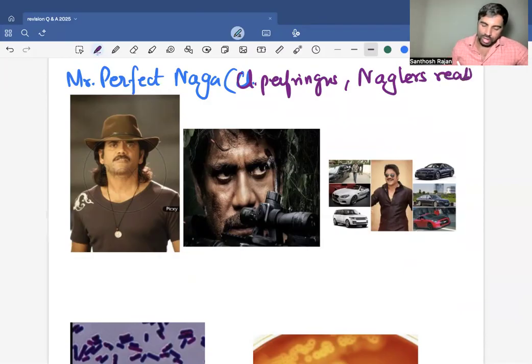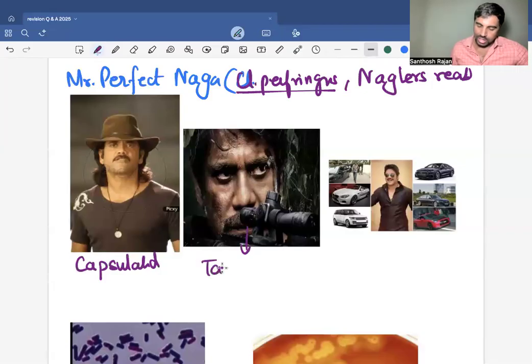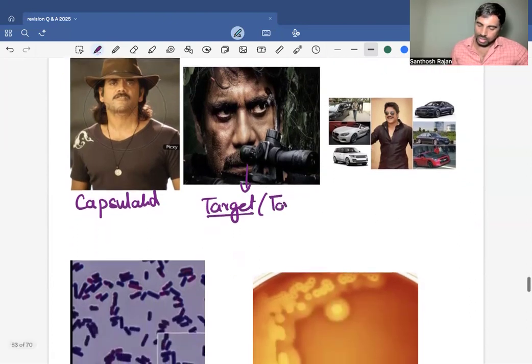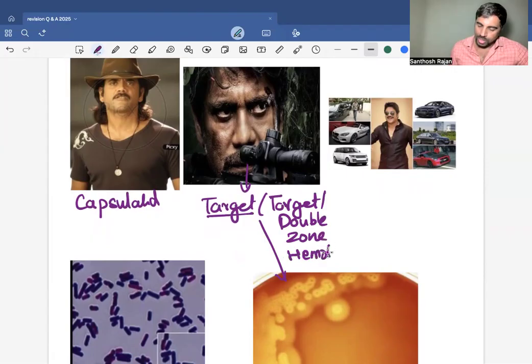He is the only fellow having a capsule, so this is the only capsulated Clostridium. We're talking about Clostridium. He has a target. Why did I say target? Because this is target hemolysis, also called double zone hemolysis. That's what we made as target.